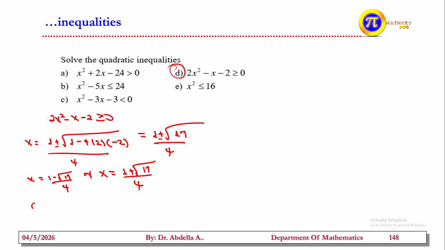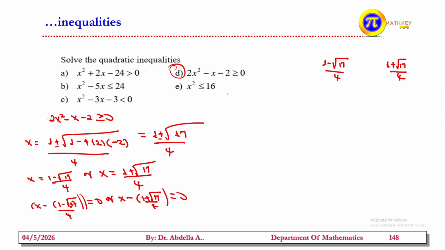This is x minus 1 minus the square root of 17 divided by 4 equals 0, or this is x minus 1 plus the square root of 17 divided by 4 equals 0. So we know the factors. The factors are 1 minus the square root of 17 divided by 4 and 1 plus the square root of 17 divided by 4.